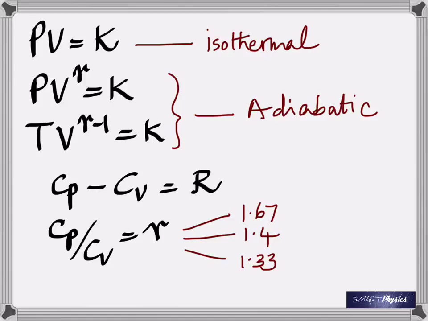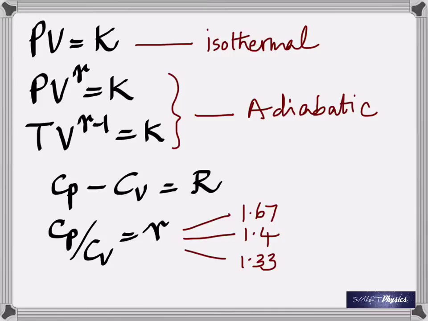Okay, what was the 1.67 for the ideal gas? It's monoatomic, so yes. And then 1.4 is diatomic, and then 1.33 is polyatomic, more than two. So 1.4 would be for hydrogen, nitrogen.